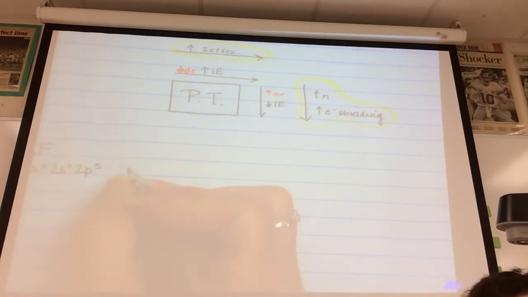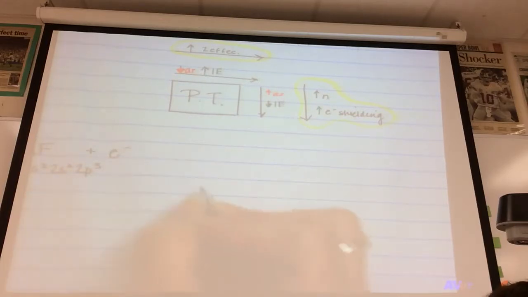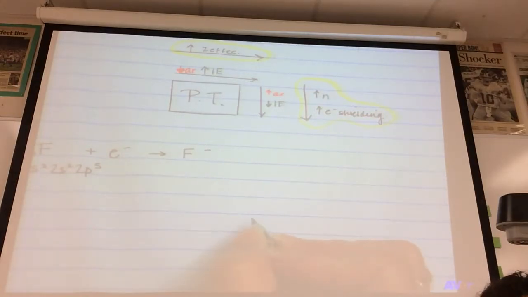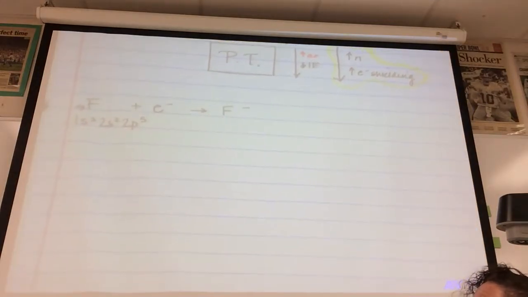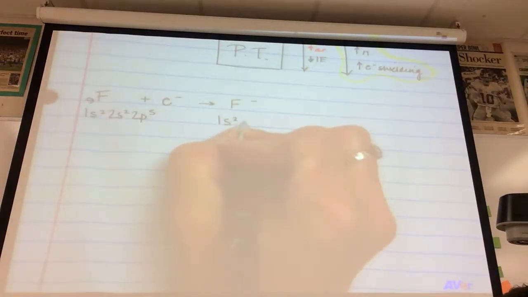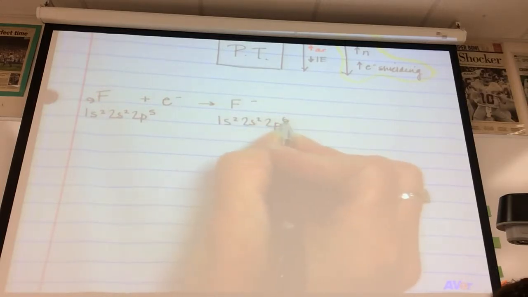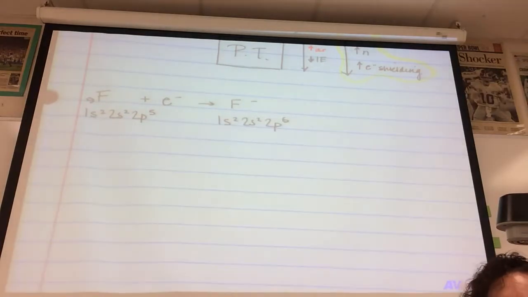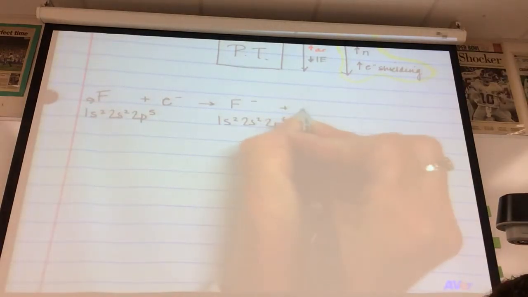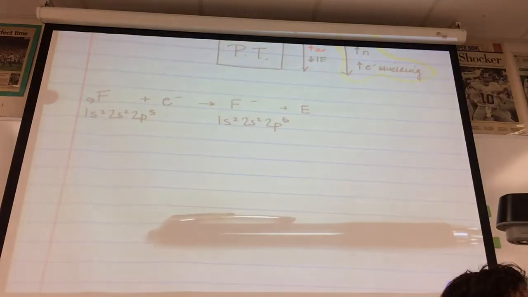Electron affinity is the energy associated with attracting and holding an electron. You're going to make an ion with a negative charge. Attracting and holding an electron. The ion now has gained 1 electron, and it's going to have 2 plus 6, that octet of electrons in the outermost shell. The energy associated with this process to attract and hold an electron is known as electron affinity.